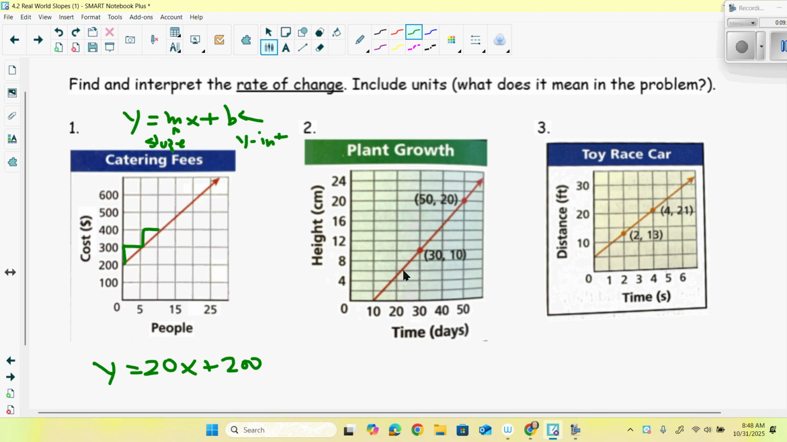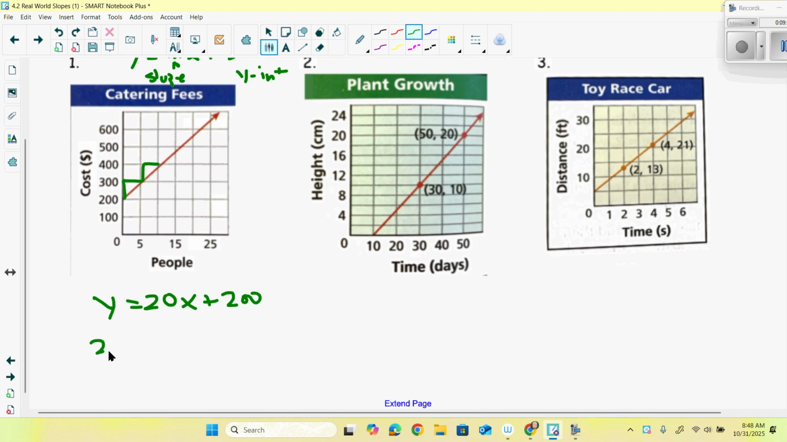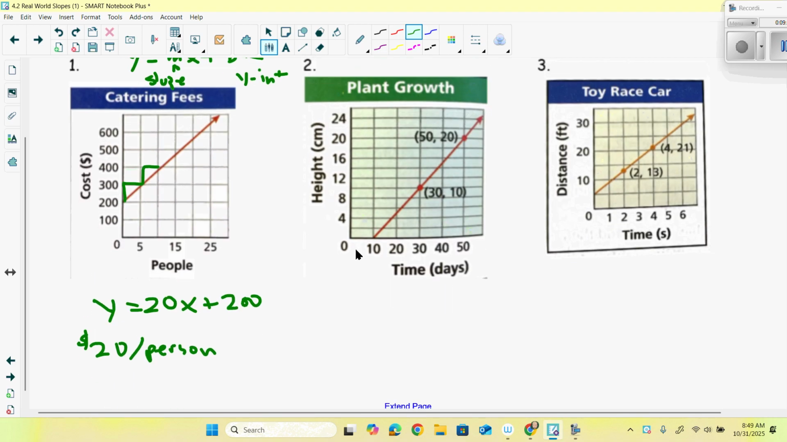Okay, why don't you try this one? I'm going to run this out as well. The question says, find and interpret the rate of change. I guess I didn't quite do that. So this one has a rate of $20 per person, and it has a starting value of $200. So it must cost $200 to get the setup and then start paying $20 per person.